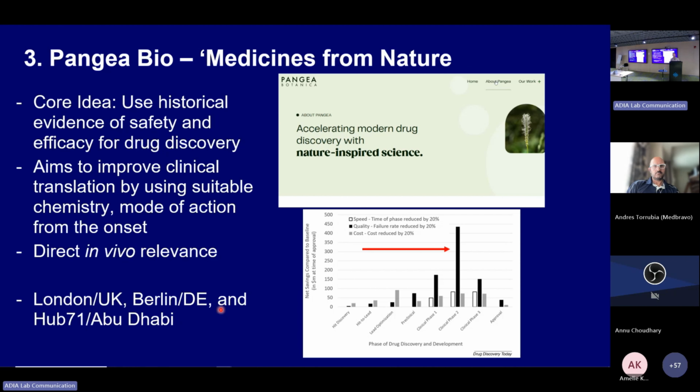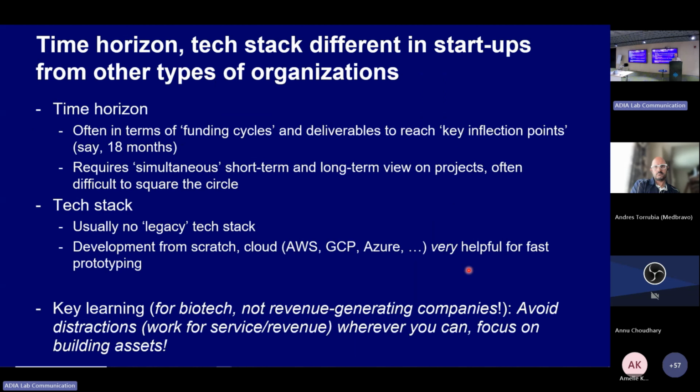And the third company, that's a company that was started in Britain and Germany as well, and now is one leg in Hub 71 as well, is using historical evidence of safety and efficacy for drug discovery from plants, basically. Plant-based medicines. In many countries of the world, plants have been used in health, so you can isolate compounds, and you have some use evidence in humans, right? What matters is clinical phase 2. And if St. John's wort was used across the globe for depression, maybe there's a compound or a mixture of compounds in there that actually works, right? That is the idea. So you have direct in vivo relevance. That company now has compound going into phase 2 later this year as well.